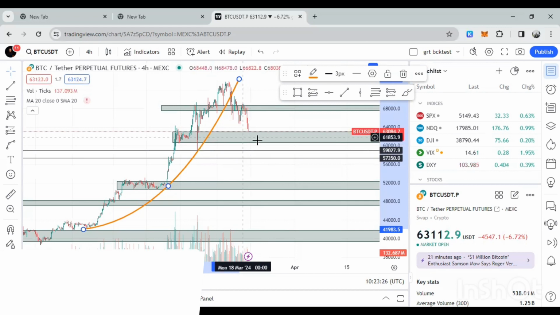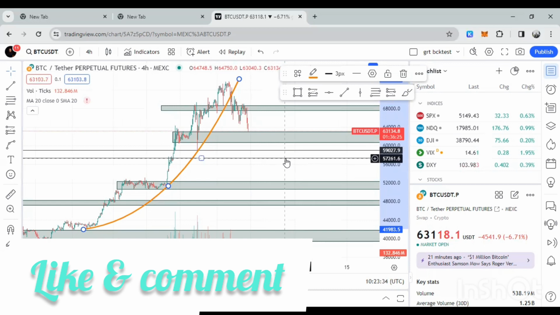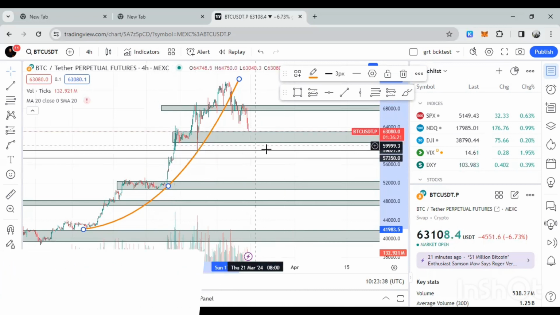If Bitcoin loses this support zone, it might as well drop to the edge here and then possibly move upward. And if we then lose this particular zone, which also served as resistance here, served as support here, if we lose this $57,000 zone, we may go as low as $52,000 thereabout. So that is today's analysis for the Bitcoin chart.